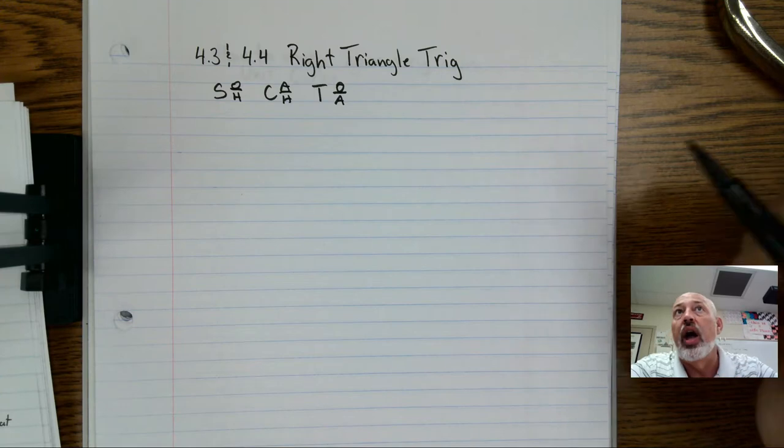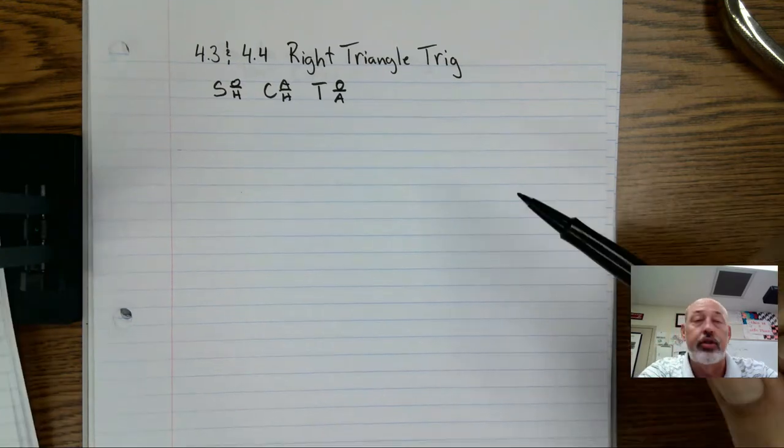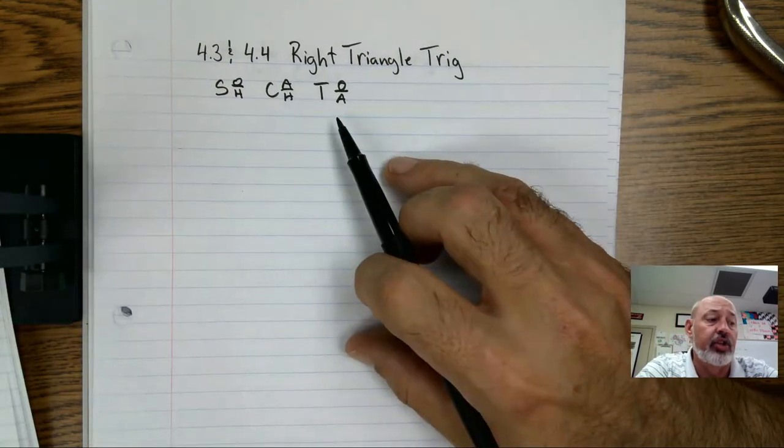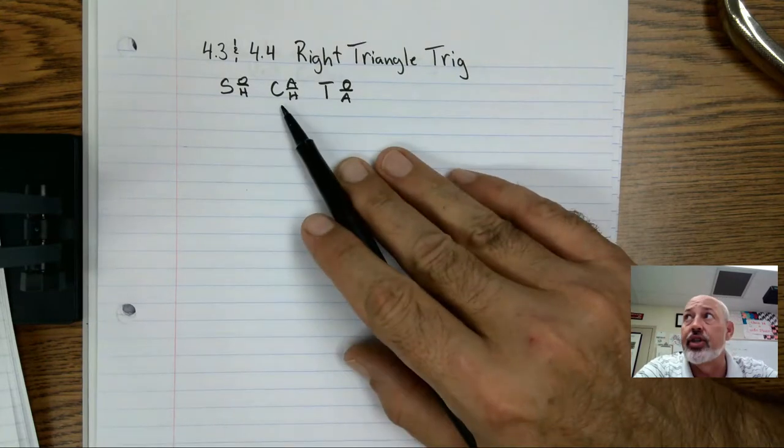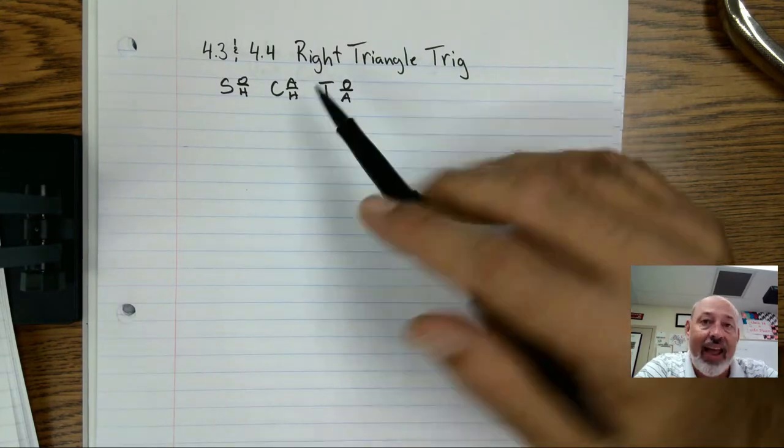We're going to be working on some right triangle trig as well as a few of the trigonometric identities. A lot of this is going to be done using your basic SOHCAHTOA, which is just your sine, cosine, and tangent ratios. It's just an acronym to remember them.